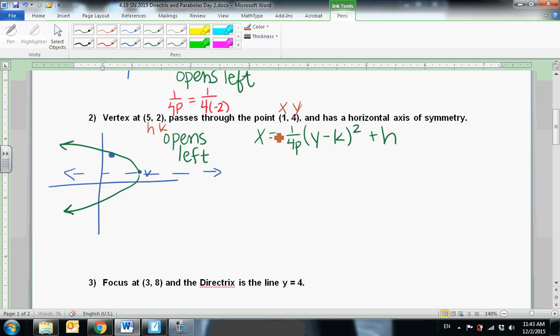All right. So what are we going to plug in for x? 1. Good, because that comes from our ordered pair. So 1 equals 1 over 4p, which we don't know yet, times, what are we going to plug in for y? 4. Minus, what are we going to plug in for k? 2. Squared. Plus, what are we plugging in for h? 5.